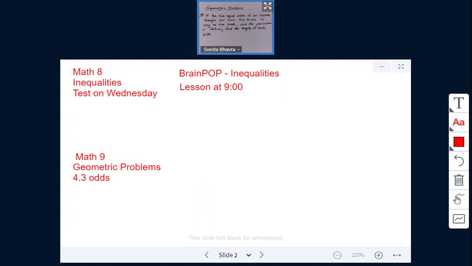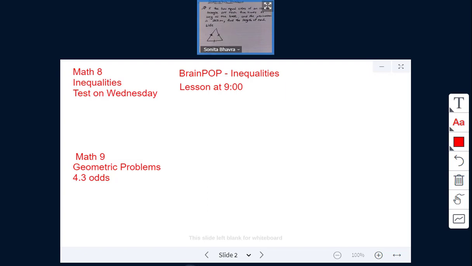So our first example: if the two equal sides of an isosceles triangle are each 5 times as long as the base, and the perimeter is 253 meters, find the length of each side. An isosceles triangle, if you remember, has two equal sides, and then we've got the base that's a different length. So what we know is that the two equal sides are 5 times as long as the base.